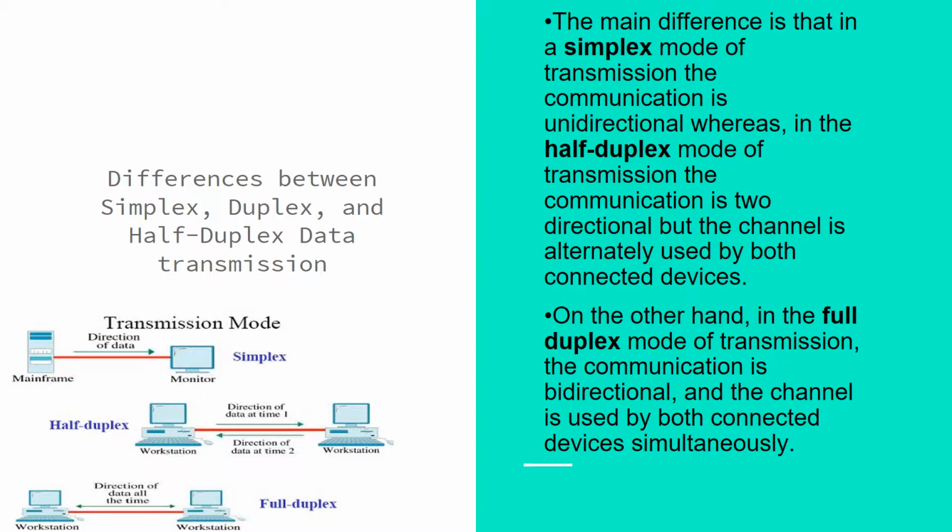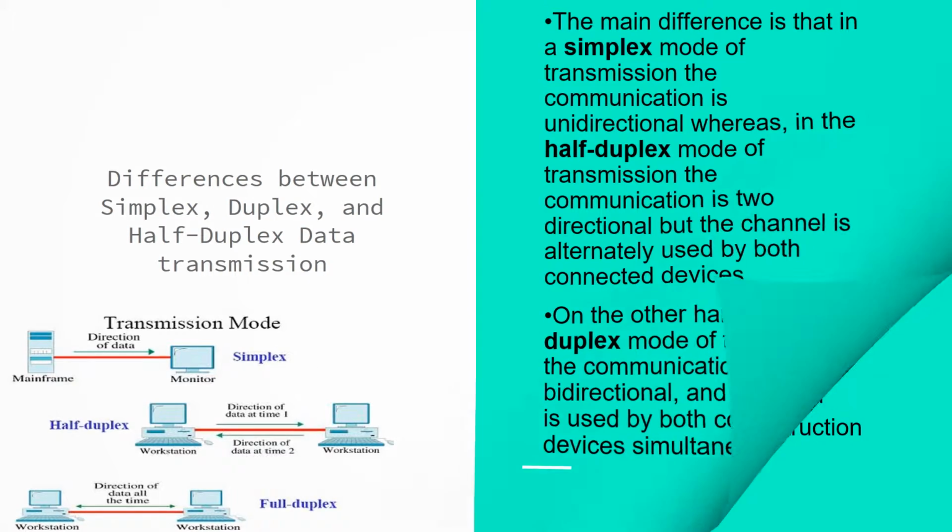Differences between simplex, duplex, and half-duplex data transmission. The main difference is that in a simplex mode of transmission the communication is unidirectional, whereas in the half-duplex mode of transmission the communication is two-directional but the channel is alternately used by both connected devices. On the other hand, in the full duplex mode of transmission, the communication is bidirectional, and the channel is used by both connected devices simultaneously.